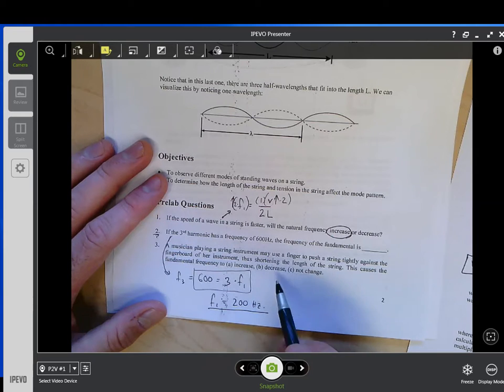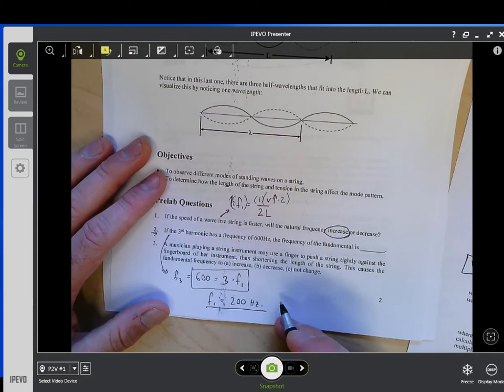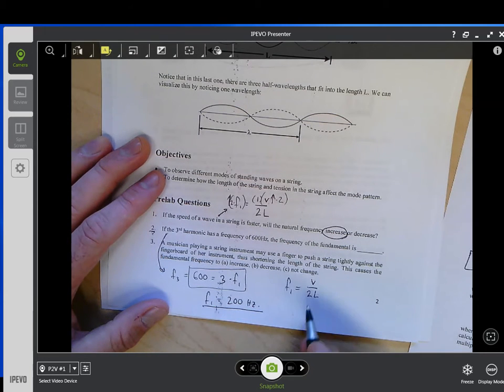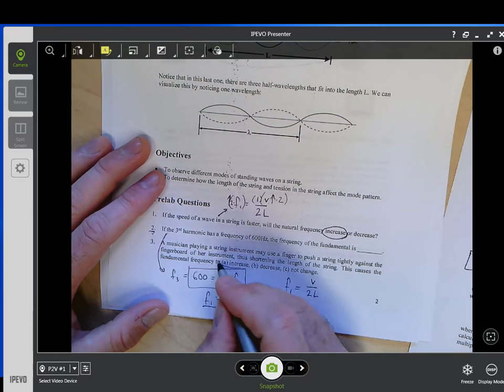Finally, the third question says, a musician playing a string instrument uses a finger to push the string tightly against the fingerboard of the instrument, shortening the length of the string. This causes the fundamental frequency to increase, decrease, or not change. So here we again look to the formula. The fundamental frequency formula that we use here is F equals V over 2L, where L is the length of the string, and V is the speed of the transverse wave on the string. And so I can notice here that if the length of this string changes, for example, if it becomes smaller, then the fundamental frequency must get larger. So I would say that it would increase.